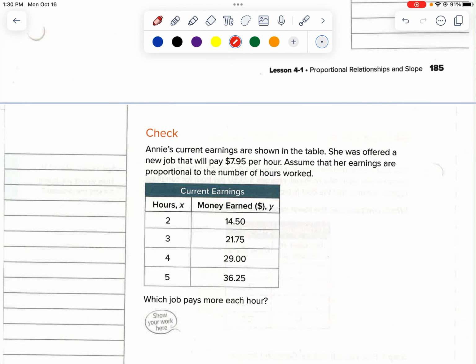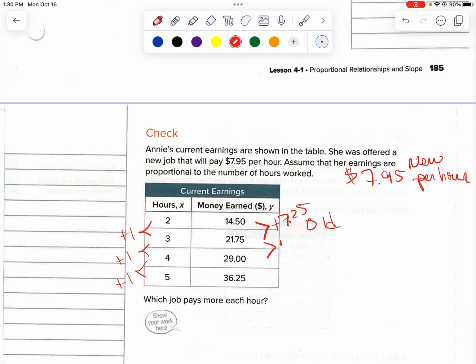Annie's current earnings are shown in the table. She was offered a new job, so the new job is $7.95 per hour. That's her new job. We need her old job. We need to figure out what that is. So these are going up by 1, so we're good with this. So how much does this go up by? It goes up by $7.25. Goes up by $7.25. Goes up by $7.25. So she's currently making $7.25 per hour.